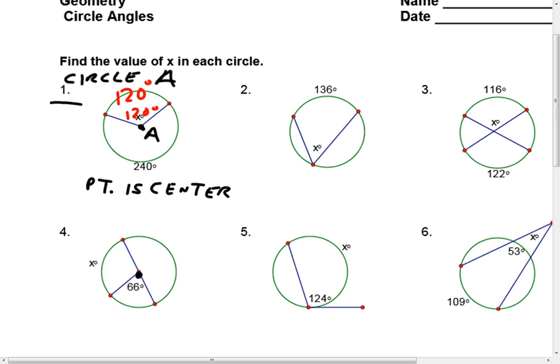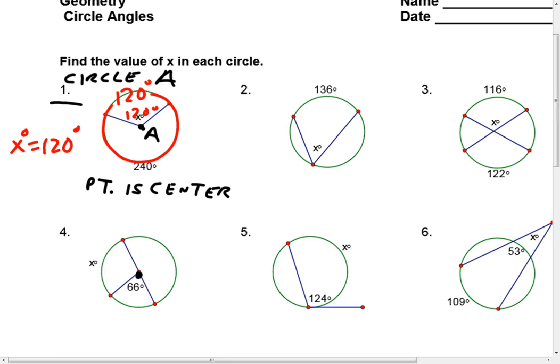Circles are 360. If you're stumped or stuck on a problem, it's probably because you're forgetting that the entire circle is 360. So x is 120 degrees. Always remind yourself of what it is that you're finding. If I'm looking for x, I'm actually finding an angle. So for this first one, I'm finding an angle.